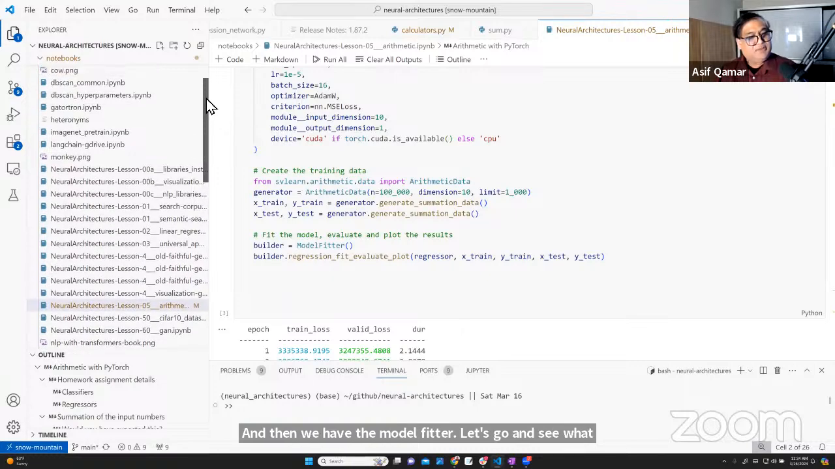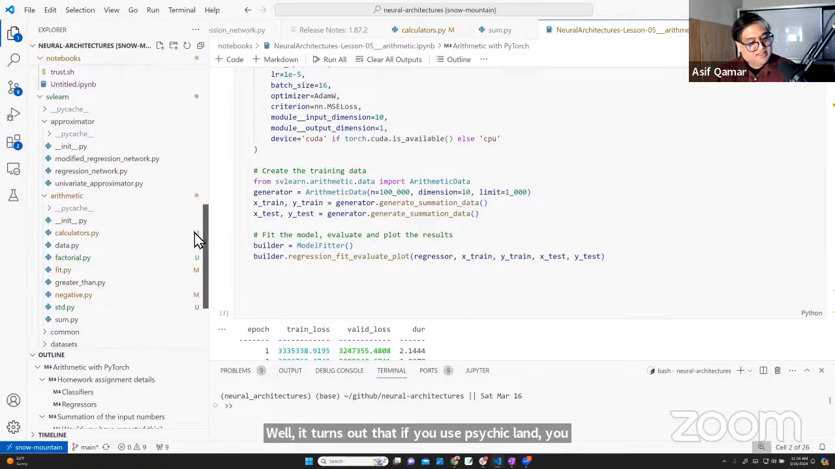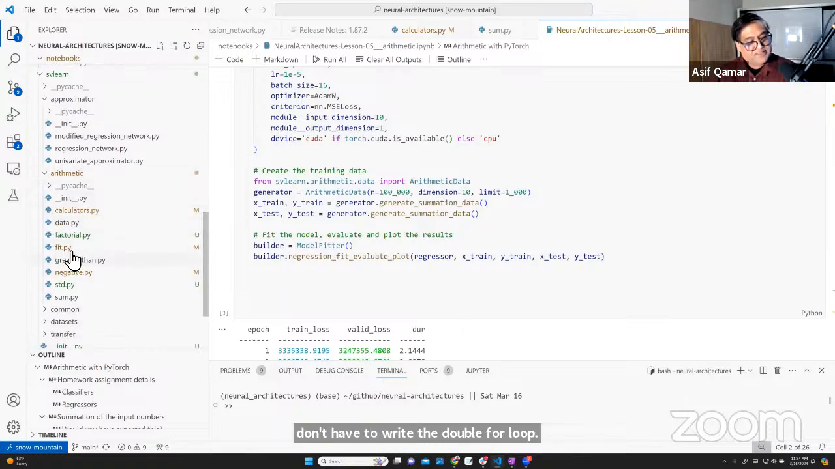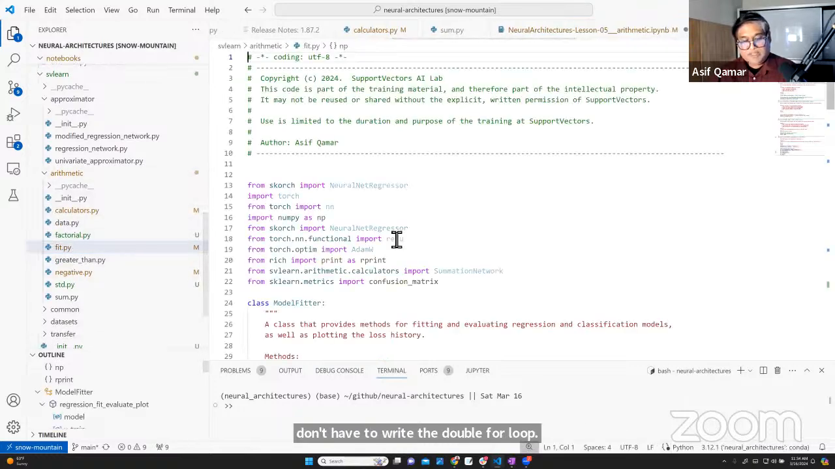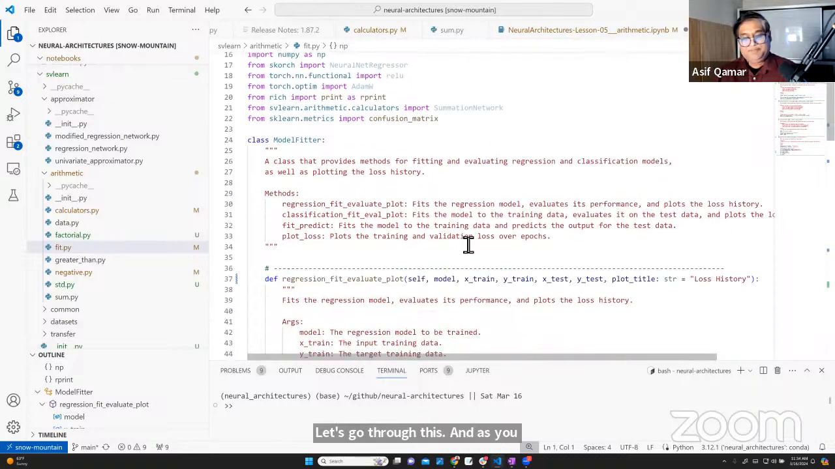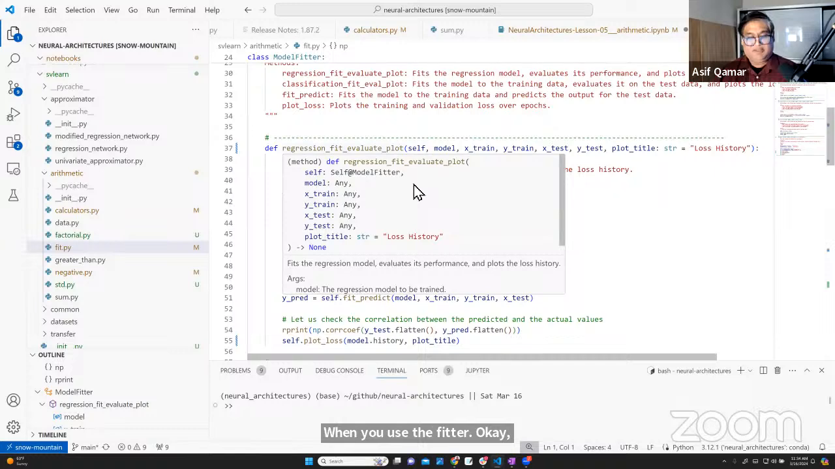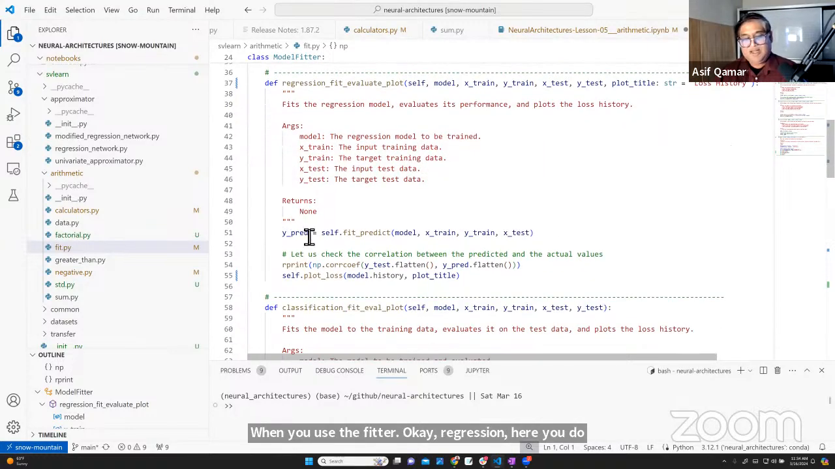Well, it turns out that if you use scikit-learn, you don't have to write the double for loop. You can fit. Let's go through this. As you notice, I'm using the Scorch library. When you use the fitter, regression, here you do the fit, evaluate, and plot. All 3 it will do. And it becomes pretty straightforward.